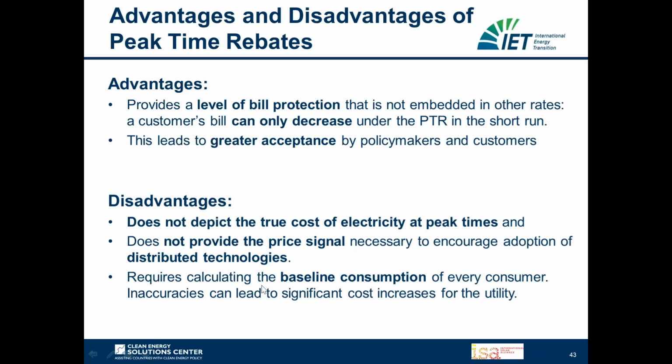And what is very difficult regarding peak time rebates is that you always have to calculate the baseline consumptions for every consumer, for every customer group first. And if you have inaccuracies in this, then this can mean quite significant and unnecessary cost increases for the utility. So this, of course, makes the implementation of the system quite complex.